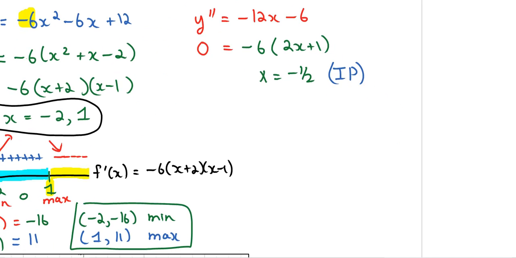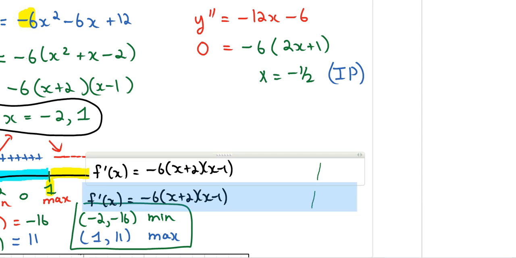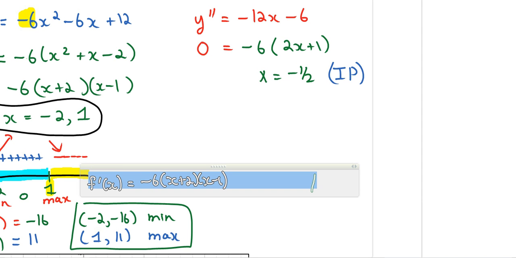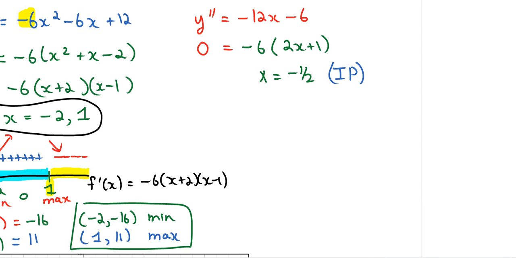And then what I do next here is I can basically draw a number line right here. If I put the point negative 1/2 right there, then let's go ahead and evaluate my second derivative here, f double prime of x. That's going to equal negative 12x minus 6.